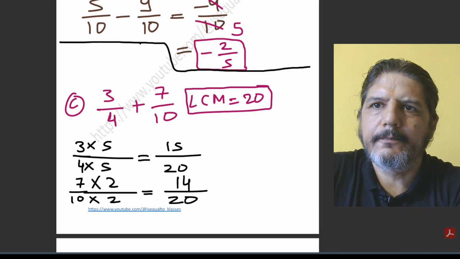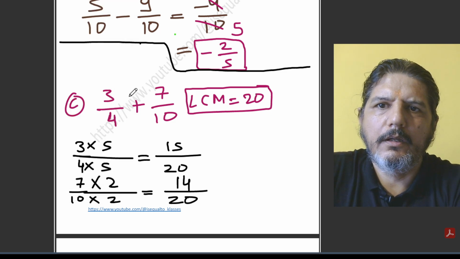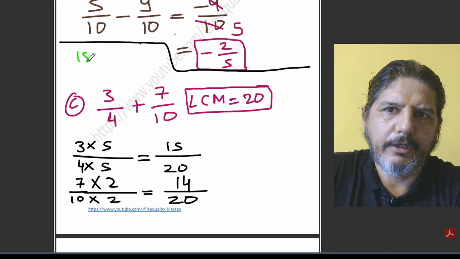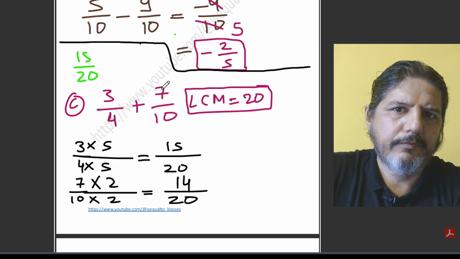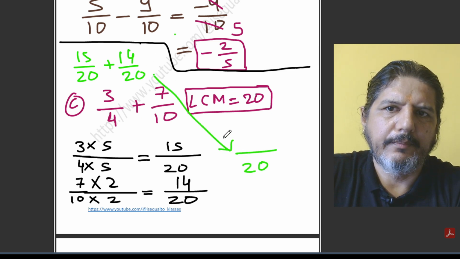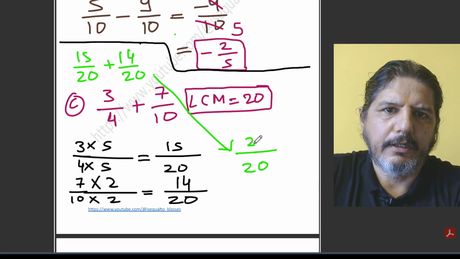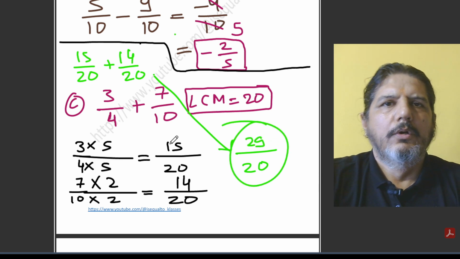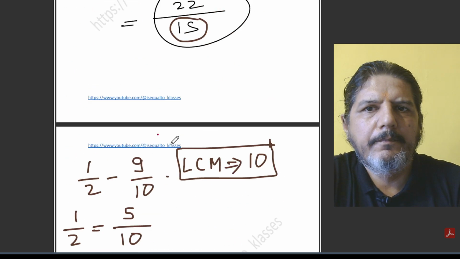Let me write it here. So equivalent fraction of 3 by 4 is 15 upon 20 and equivalent fraction of 7 by 10 is 14 by 20. And when I add these two, denominator is the same. 15 plus 14 is 29. So 29 upon 20 would be the final answer.